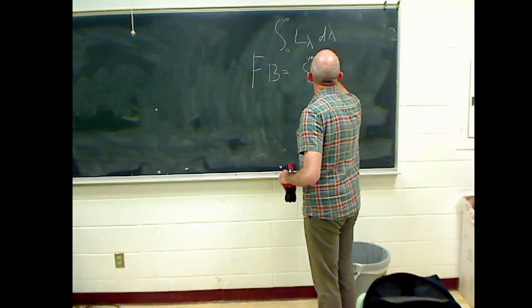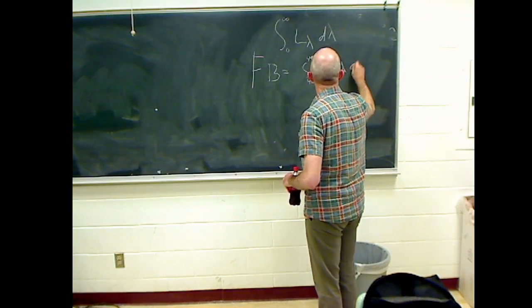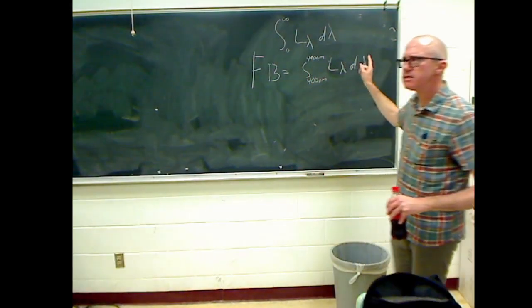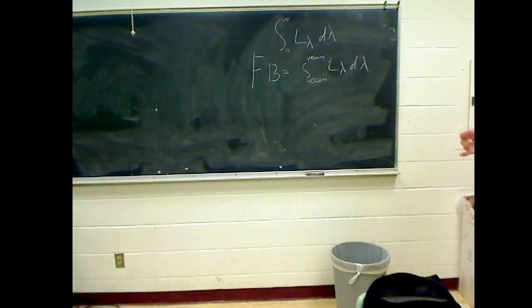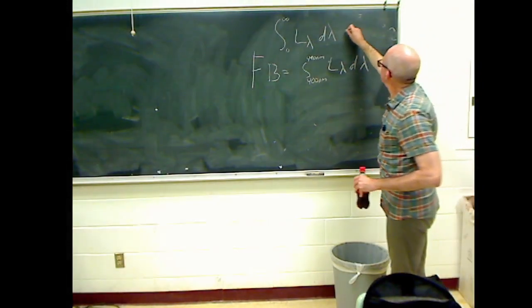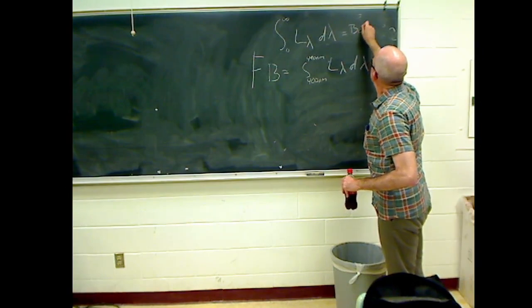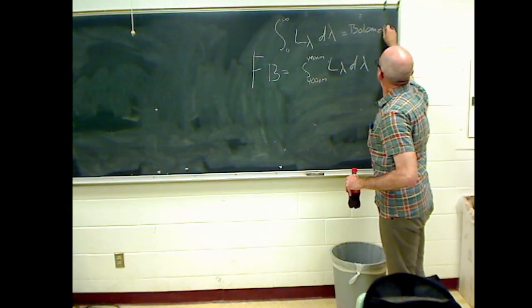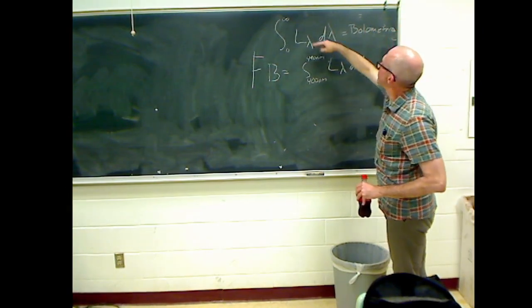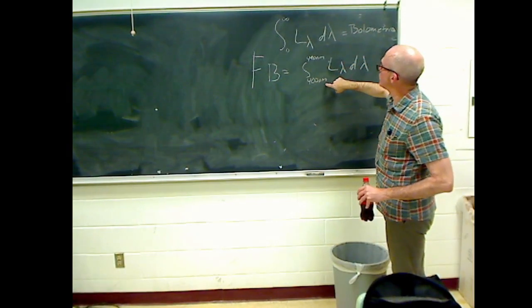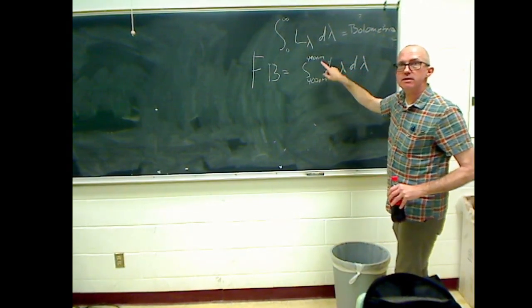Nope, what did I call it? I called it L sub lambda, L lambda. Does that make sense? And so what's the top one? So this is the bolometric. This goes over all the light. B just goes from one frequency to another frequency.